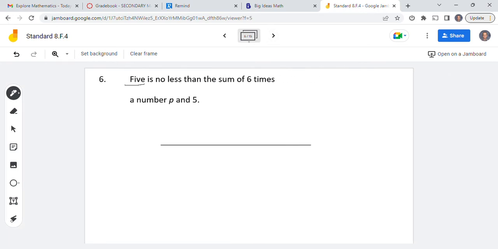Next we say 5 is no less than. If it's not less than, then 5 can be greater than or equal to. Both of those would make it so it's not less than something. And on the other side we have the sum. So we're going to add some things together. 6 times the number p and 5 are what we are adding together. So that would give us the expression right there.